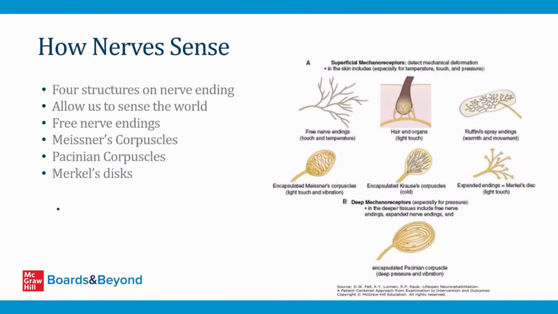Okay, the last thing we'll talk about in this video are structures found on neurons that allow us to sense the world around us. So there are 4 structures you can find on nerve endings that allow us to sense the world. Those 4 structures are shown here. Each of them senses different things, and that's what we're going to talk about in the next few slides.